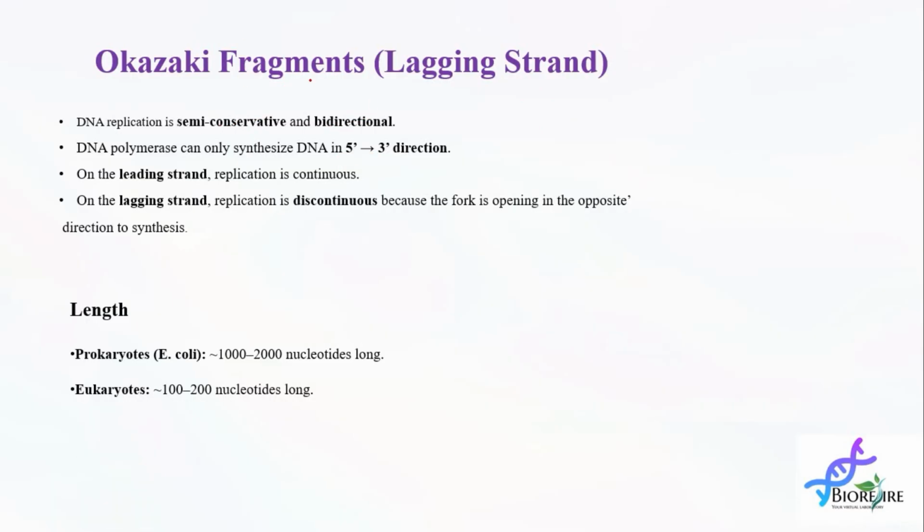Now, what is the Okazaki fragment? The Okazaki fragment is formed in the lagging strand. It is a small fragment. In case of prokaryotes, it is 1000 to 2000 bases long. In case of eukaryotes, it is 100 to 200 base pairs. The direction of the lagging strand is 3' to 5'. How this fragment will form, how the complete process works, we will discuss in our incoming slides.